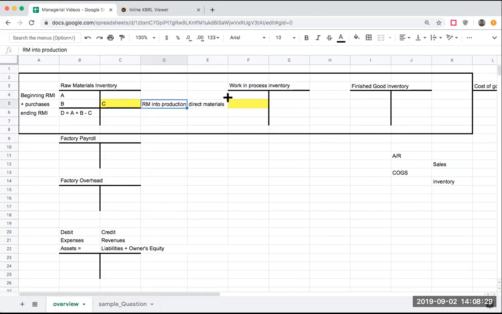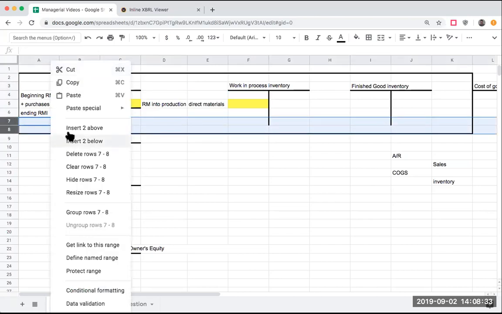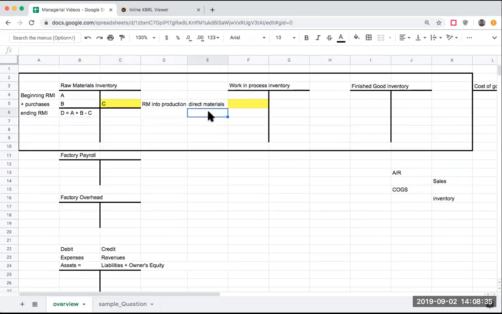But for right now, we're going to stay a little more focused on the raw materials going into production. If I look at my work in process inventory account, it's not just going to be direct materials. But what is work in process? It's items that we started but have not yet been completed. So over here, we're going to have our beginning work in process, or beginning WIP.